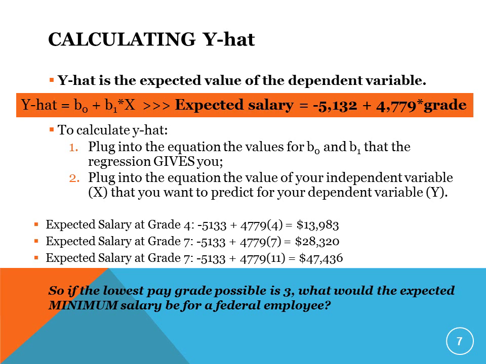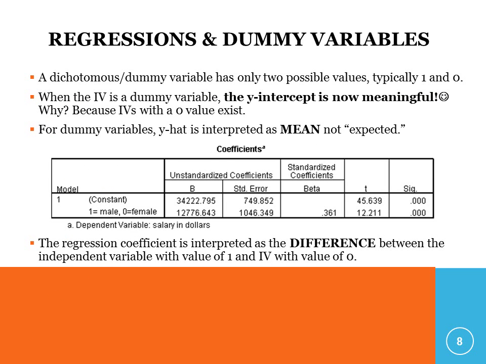So if the lowest pay grade possible is 3, what would the expected minimum salary be for a federal employee? How would we do that? We would just plug in the number 3, right? And so the lowest expected pay grade for a federal employee is about $9,000, which can't really buy you much of a living. So we do need to increase pay wages in this country. But that's another story.